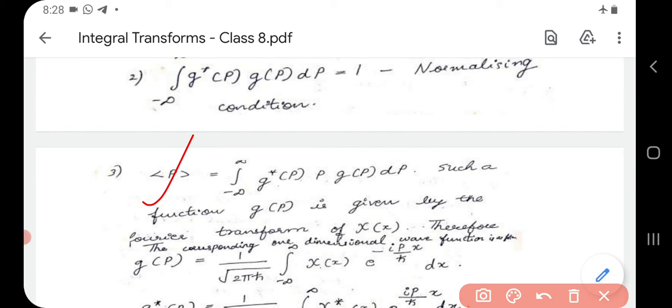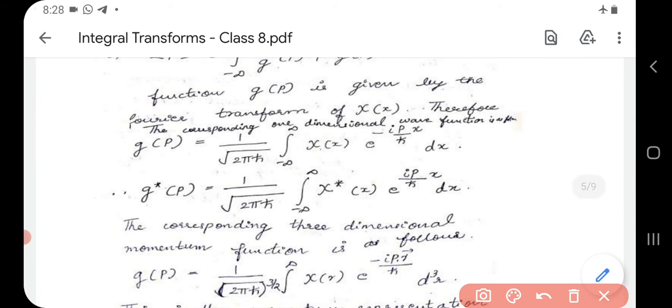If that function G of p satisfies the three postulates, then we can represent it as a Fourier transform of chi of x as follows. This is the relation between the momentum function G of p and the position function chi of x. That is, G of p equals 1 by root of 2 pi h cut, integral from minus infinity to plus infinity of chi of x, e raised to minus i p x by h cut, dx.